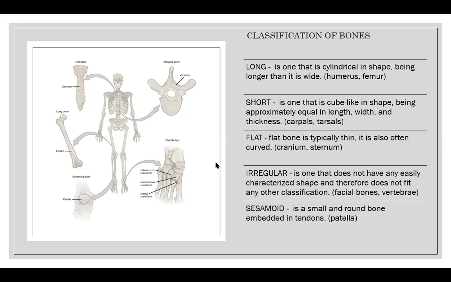Last but not least are the sesamoid bones, and these are bones that are covered by a tendon. We only have one example of that, and that is in your knee, your patella.